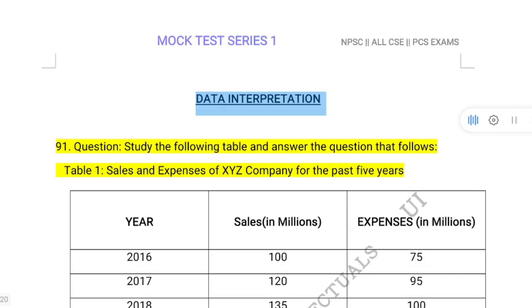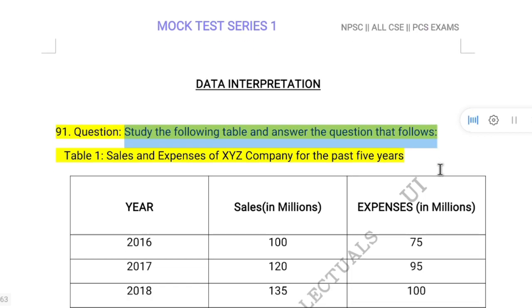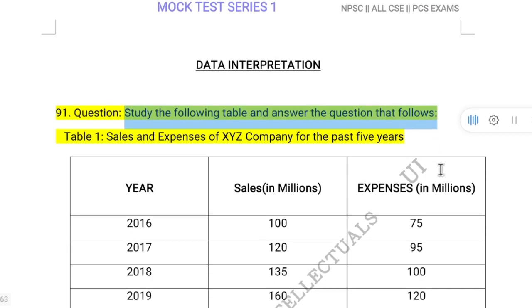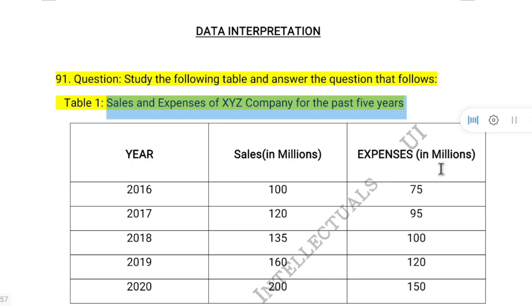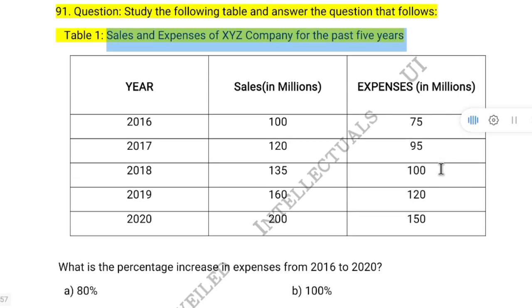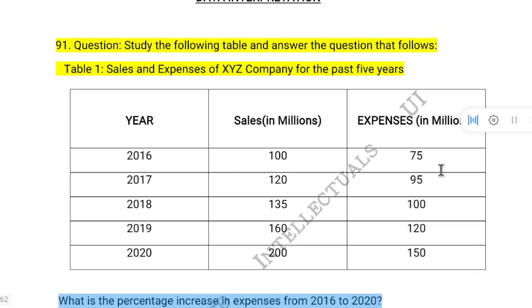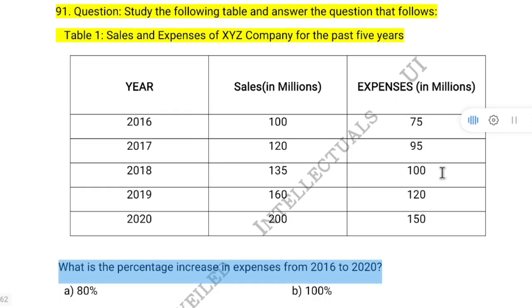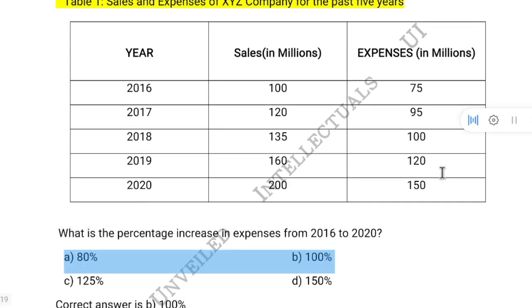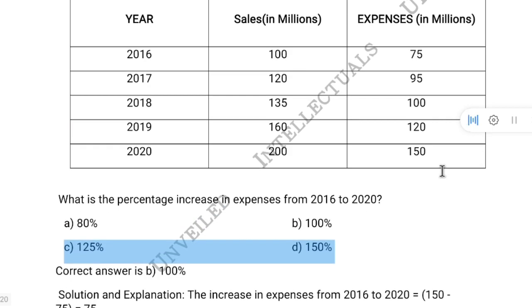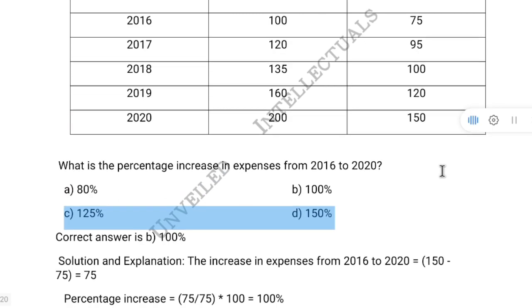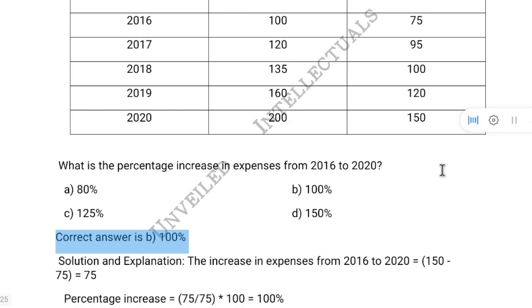Data interpretation. 91. Question. Study the following table and answer the question that follows. Table 1. Sales and expenses of XYZ company for the past 5 years. What is the percentage increase in expenses from 2016 to 2020? A 80%, B 100%, C 125%, D 150%. Correct answer is B, 100%.